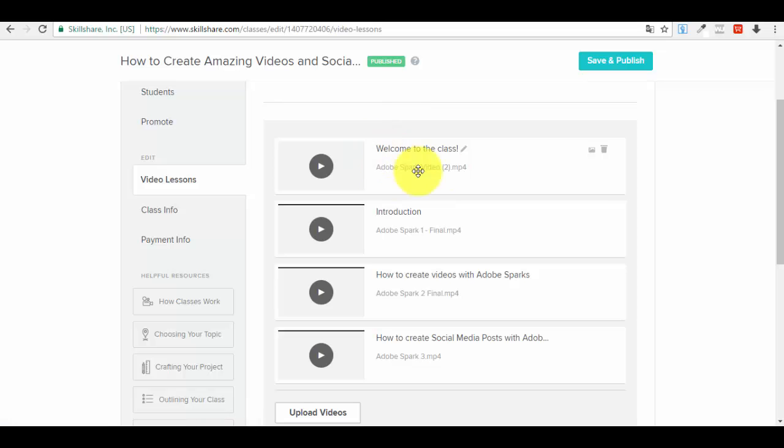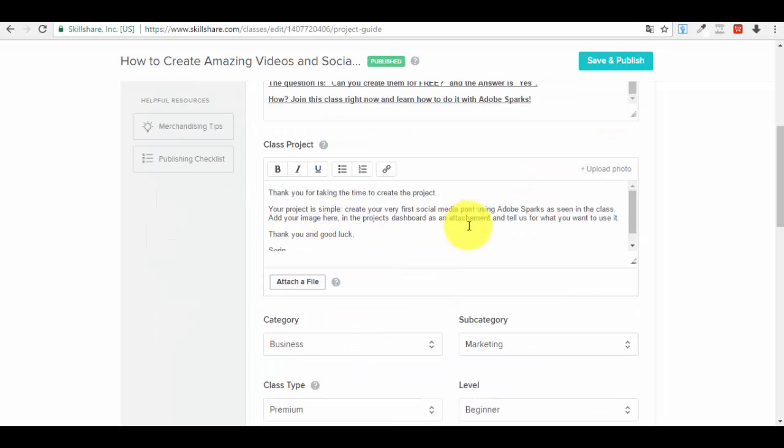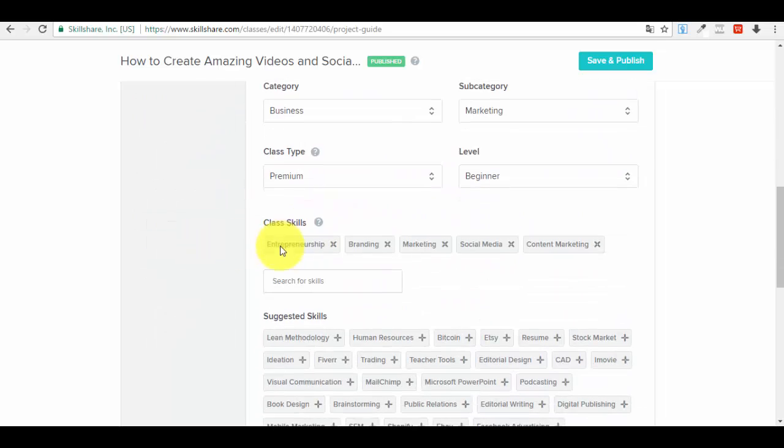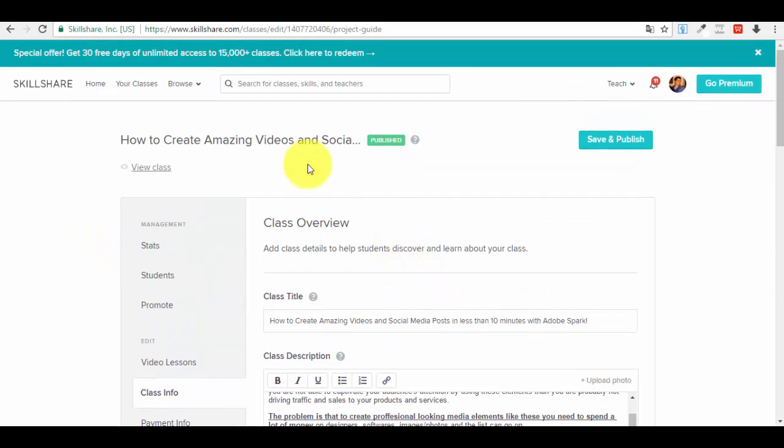So video lessons, very, very simple four lectures, class information, not something very complicated. I've underlined the benefits, the class project, very simple. Okay, choosing the right tags. Back then you were allowed only 5 tags or class skills. Now you are allowed to use more. And this is it. Very, very simple, guys, okay?